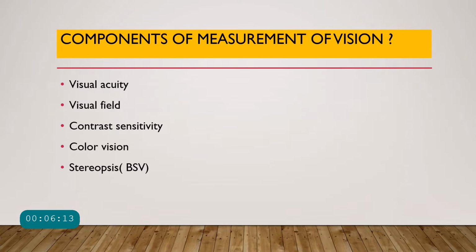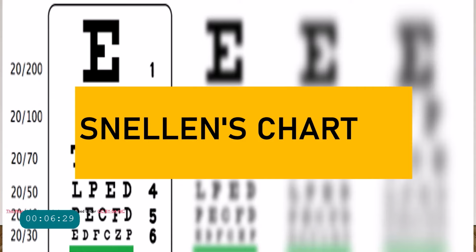Now, just for completion's sake, a common question which is asked is, what are the components of measurement of vision? The components of vision are the visual acuity, the visual fields, contrast sensitivity, color vision, and stereopsis, that is the binocular single vision.